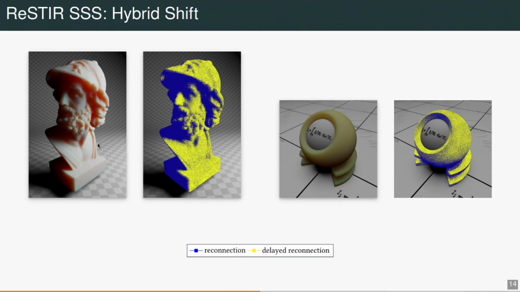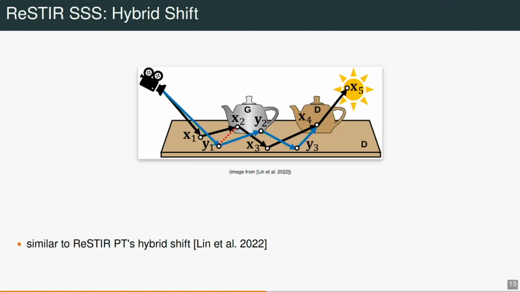This visualization shows which shift is selected for the base path, with reconnection in blue and delayed reconnection in yellow. And we can clearly see that we achieve the separation of these two regions. As a quick side note, this idea of designing a deterministic criterion to select a shift is of course similar to ReSTIR PT's hybrid shift from Lin and colleagues. They postpone this reconnection to the base path by successively applying random replay until the last vertex of this offset path and the next vertex of the base path are both diffuse, and this just prevents us from reconnecting to a glossy surface under some arbitrary angle with nearly no light contribution.